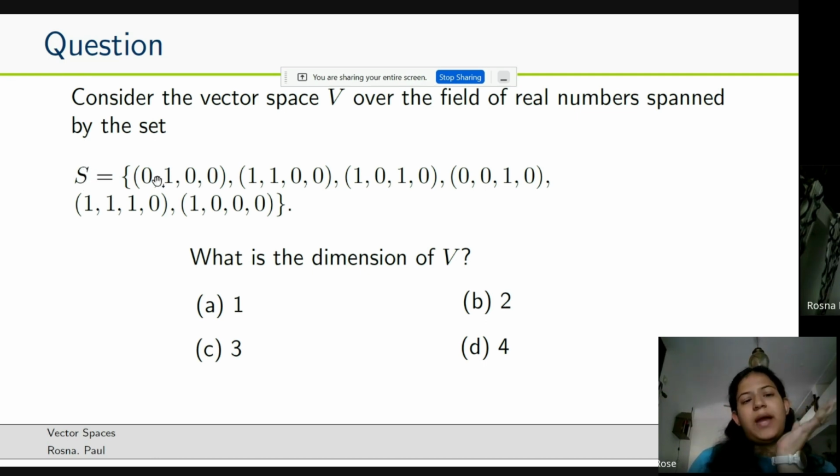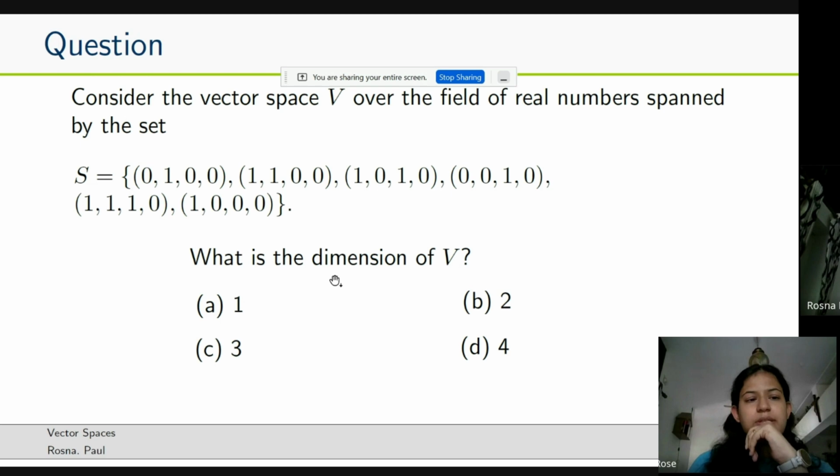So if a set is spanning, then either that set, if it is a linearly independent set, or a subset of it which gives you a linearly independent set, is a basis of your vector space. And the number of elements in a basis gives you the dimension of your vector space.